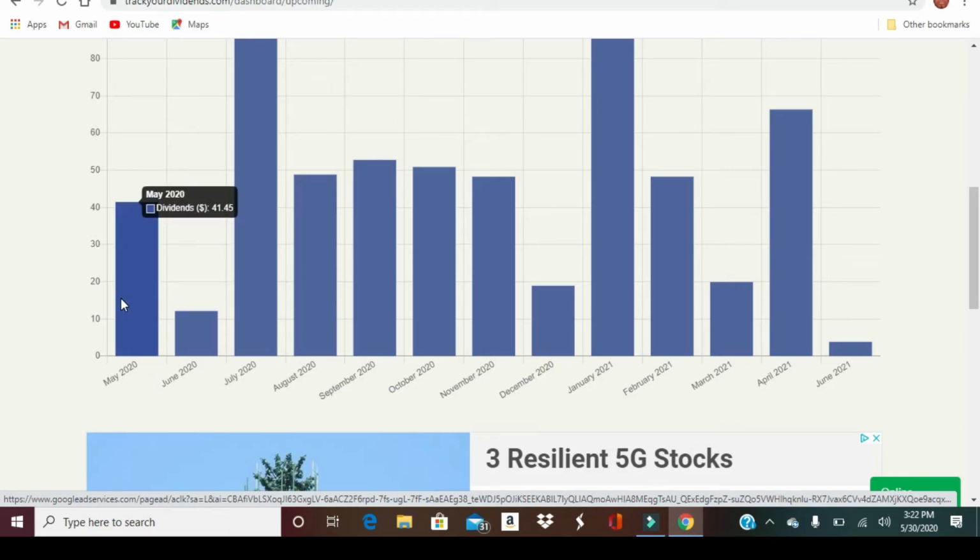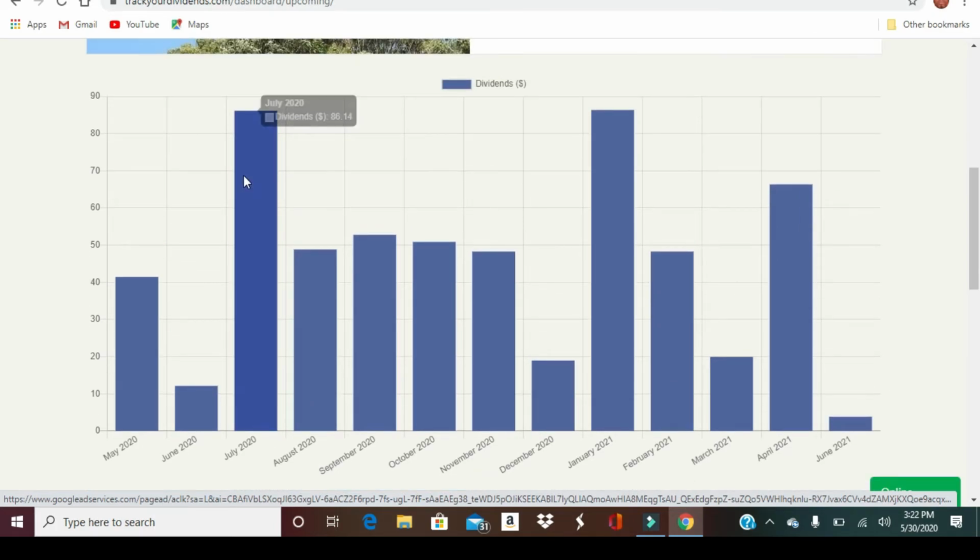You can see, for instance, in May I got paid around $41. Then June is less, it's $12. July is around, what, $86, and then August is less, $48. But if you see, on average, I'm getting paid around $50 every month. And I know that's not that much money, but the more I invest in my portfolio, the more these dividends are going to grow. So I'm not so worried about this.